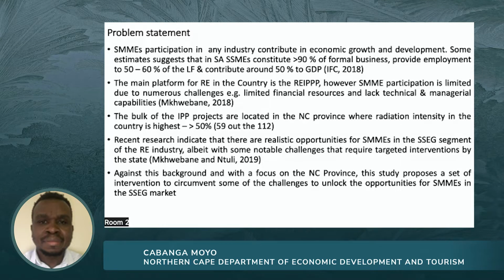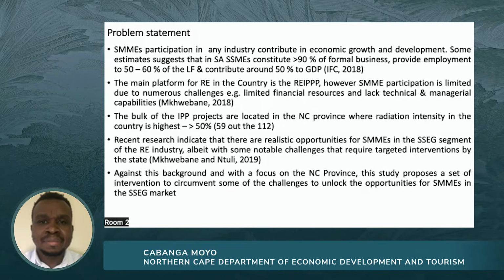The main platform for renewable energy in the country is the REIPPPP project, but SMMEs are found to be limited in that space because of limited financial resources and lack of technical and managerial capabilities. As I've mentioned, the bulk of the projects are located in the Northern Cape, and still they don't have much in terms of SMME participation.